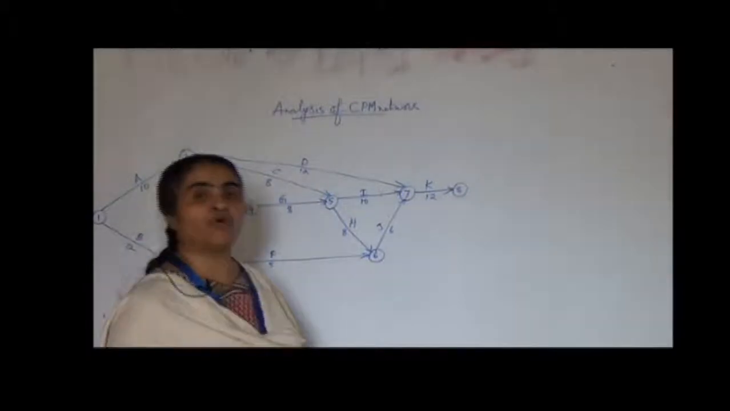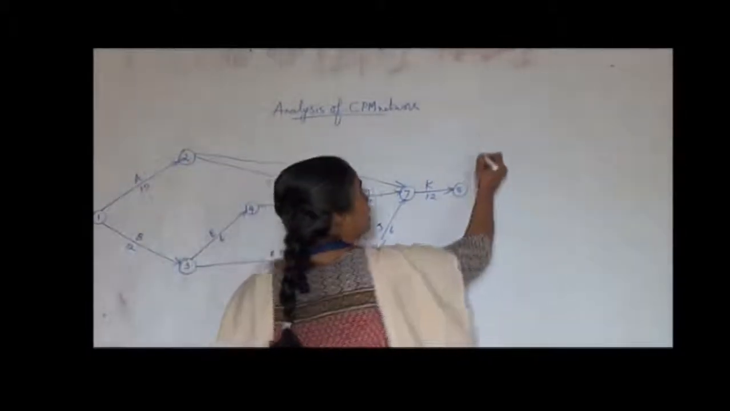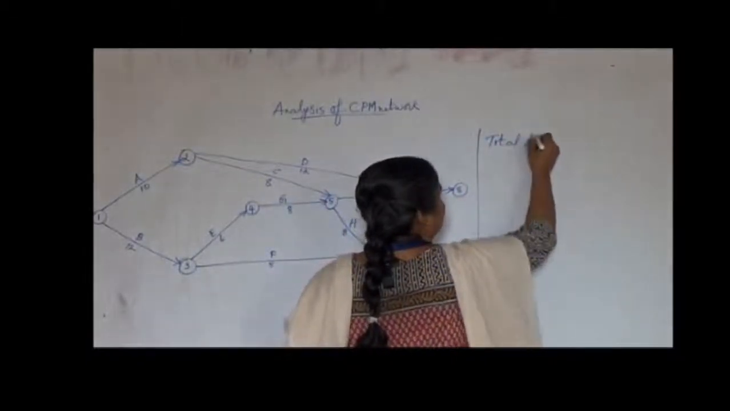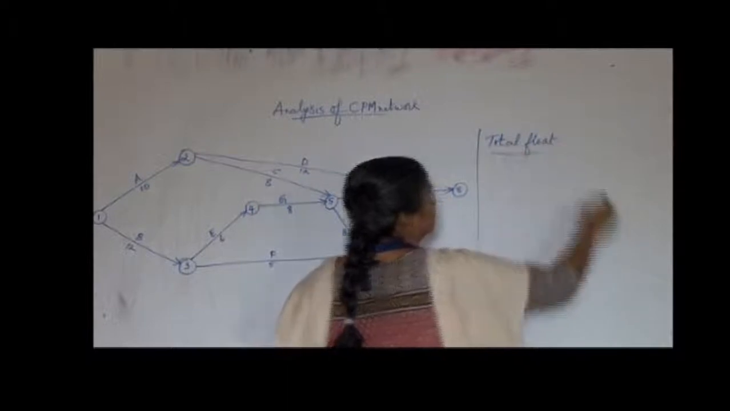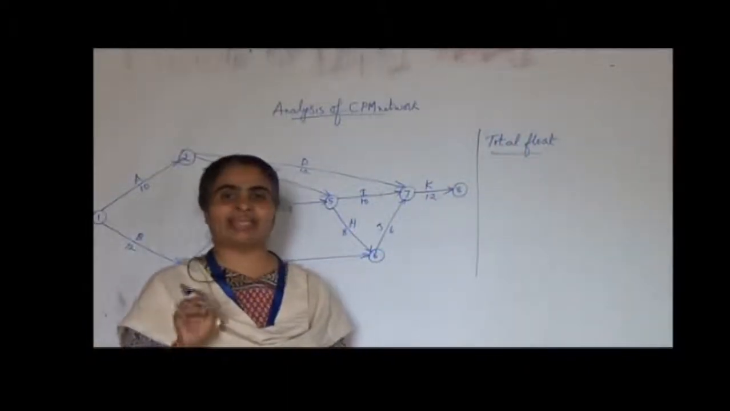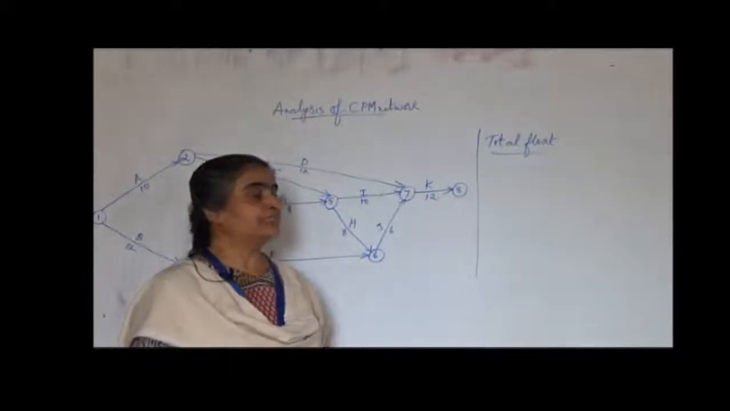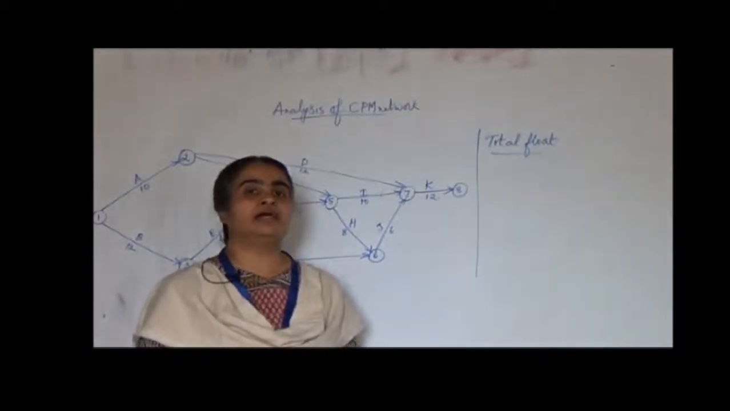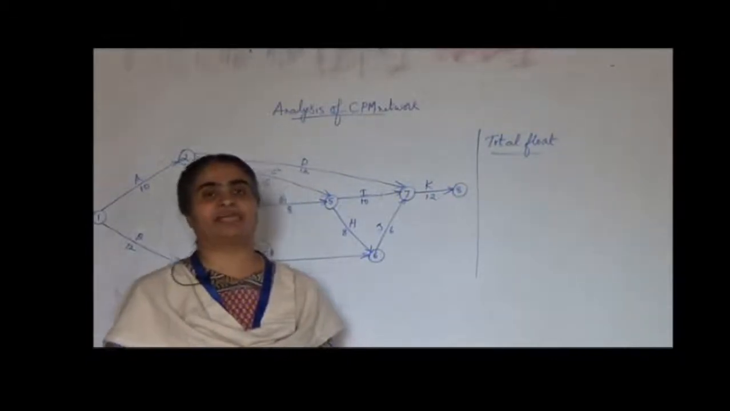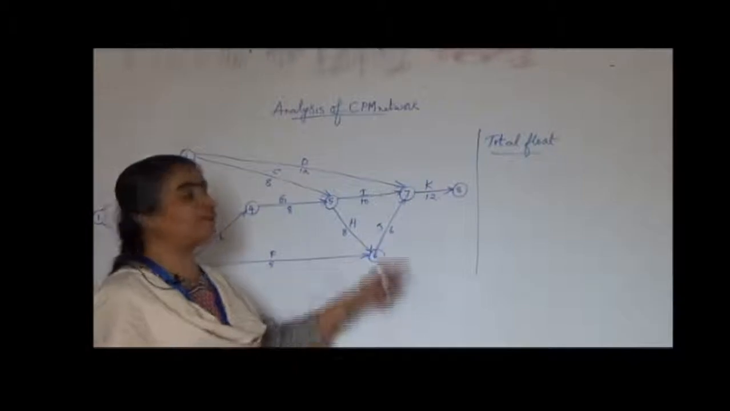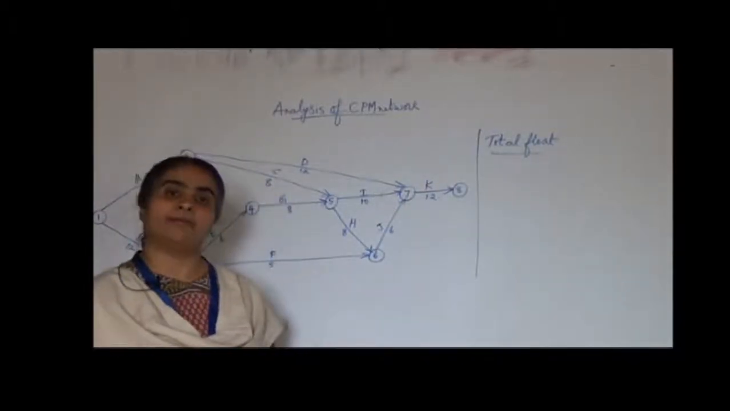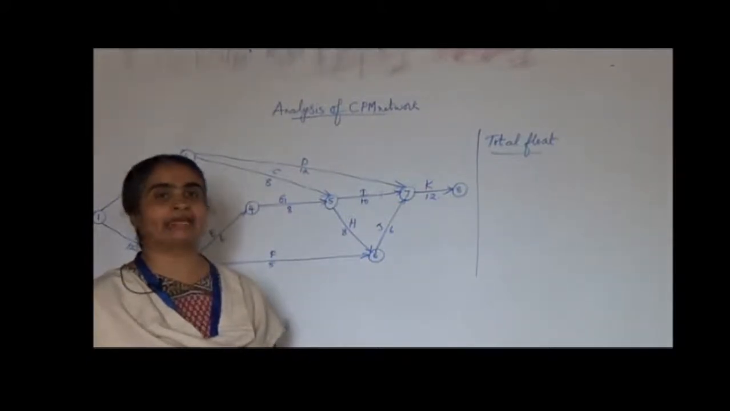The main four types of floats are, first one, total float. We see that in many projects or in many activities, there is a difference between the actual time required and the actual time available. So total float is the difference between the maximum time available minus the activity time required.